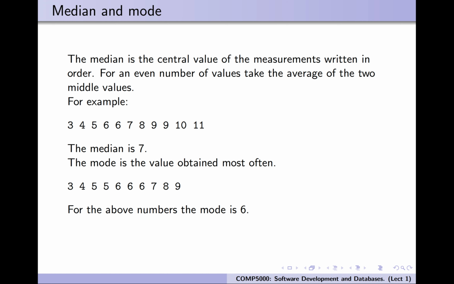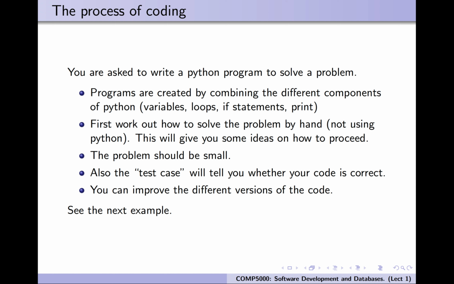Okay, but coming back to coding. I know it's a bit early, but we've introduced a bit of syntax. We've learned how to write loops and do a bit of arithmetic, and then how do you write a program? Programs are created by combining the different components of Python: variables, loops, if statements, and print. In a sense, a program is a set of instructions you tell the computer on how to do something.